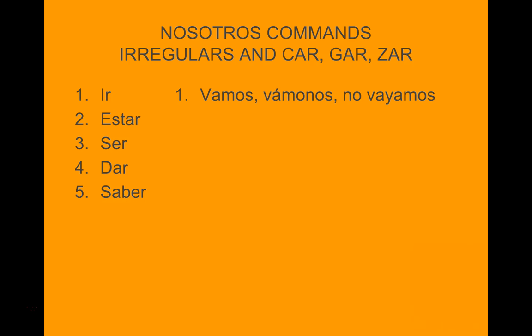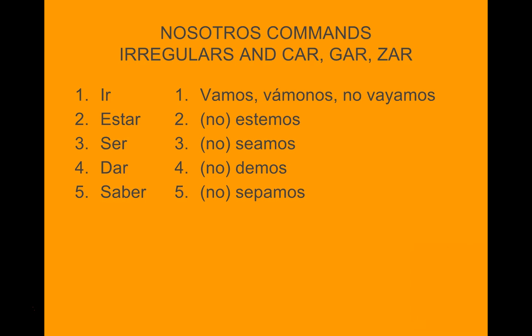This is the only verb that's going to have a different negative and affirmative command. And it has 2 choices when we have the affirmative. To say let's go, we can simply say vamos, or we can say vámonos. And to say let's not go, no vayamos. Estar is estemos, ser is seamos, dar is demos, and saber, sepamos. Just simply put no in front of these to make them negative commands.